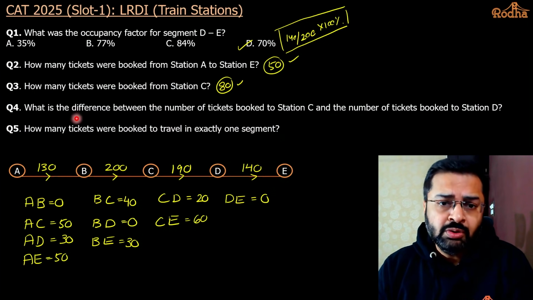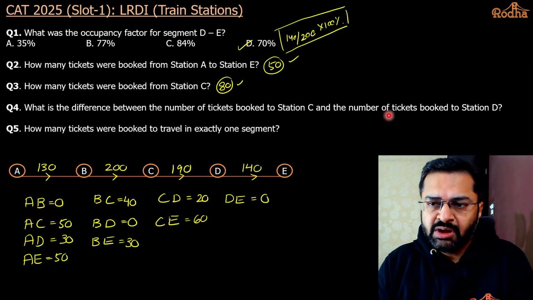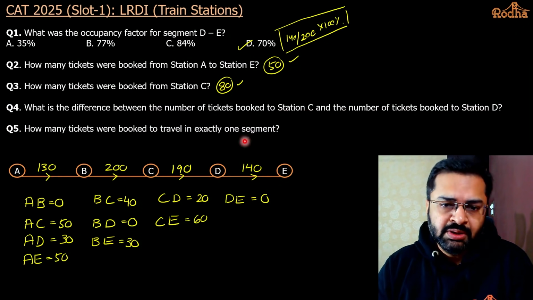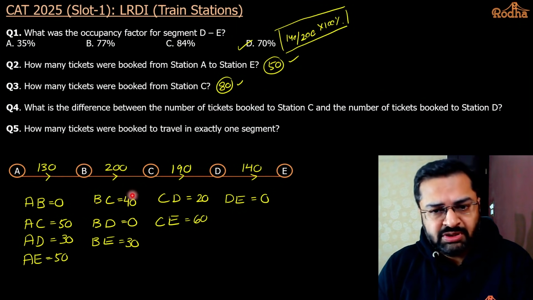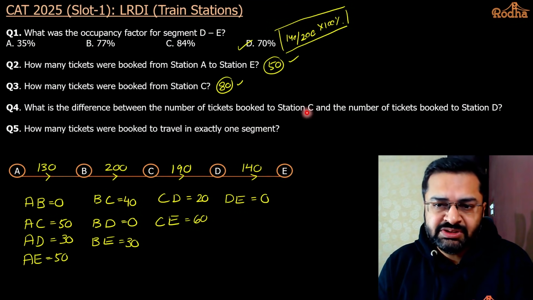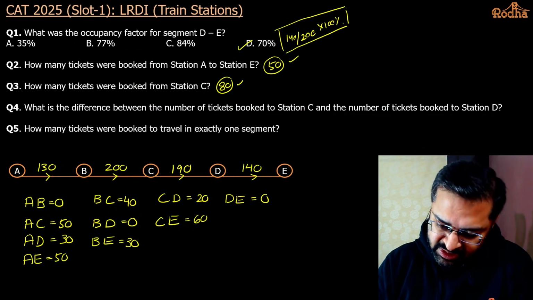And the fourth one, what is the difference between the number of tickets booked to station C and the number of tickets booked to station D? Station C, the tickets that end at C. So where would they be? This is AC, this is BC. Fine, 50 plus 40. These are the two kinds of tickets that end at station C. So there will be 50 plus 40. And if you want, I can just write it like that.